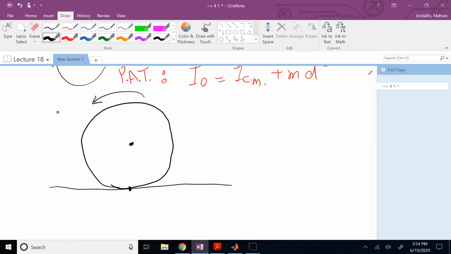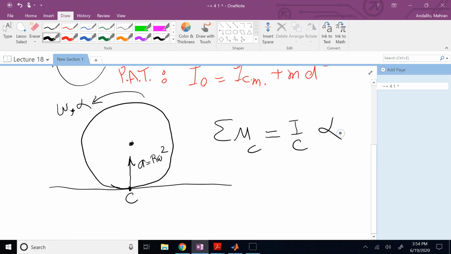Actually, it can have alpha. It doesn't need to necessarily be just constant omega. If you remember, we showed that the contact point has an acceleration. The magnitude of the acceleration of the contact point was r omega squared, and it was in the j direction. It was toward the center. So if I call this contact point point C, I can also say the sum of the moments about C is equal to I about C times alpha. I can also say that. And again, for I_C I have to use the parallel axis theorem. But I can say this too.